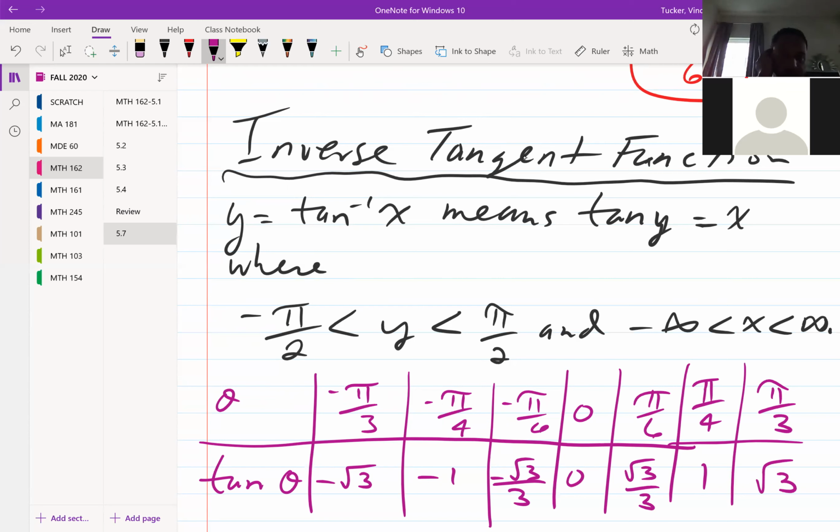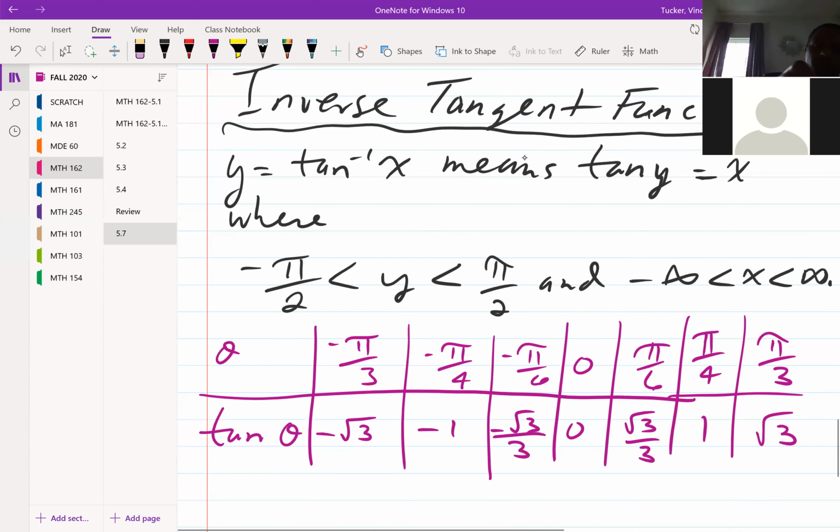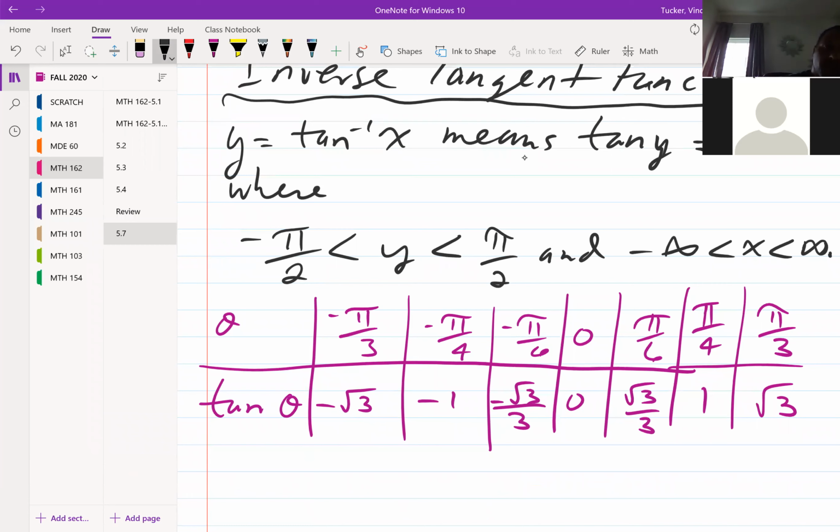All right, so that's your inverse tangent function. Notice that it's not "or equal to" down here. So that's why negative and positive pi over 2 are not included. But as far as the quadrants we're dealing with, it is the same as sine, in which we're looking at the negative first and fourth quadrant. It's just that negative pi over 2 and positive pi over 2 are not included.